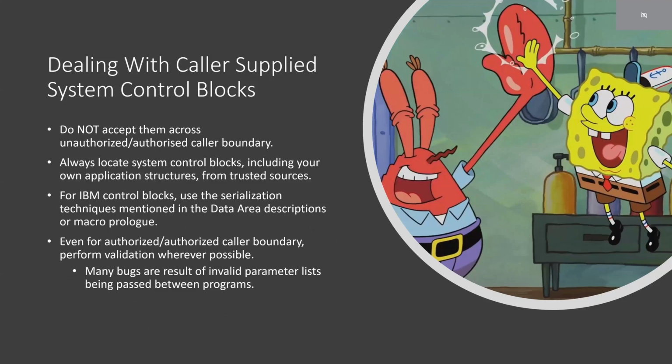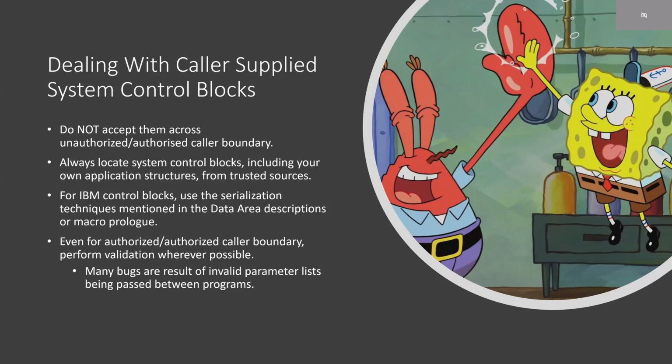Okay, dealing with caller supplied system control blocks. Well, the general rule here, you don't. All right, you do not accept them across the authorized and unauthorized caller boundary. So if there is a system control block to locate, you've got to locate it for yourself in your authorized code from trusted sources. So if it's an IBM control block, you've got to go and get it. If it's your own control block, okay, go and find it from trusted sources. Don't trust control block addresses given to you by an unauthorized caller. Okay? So many problems I've seen in this area deal with things like that.